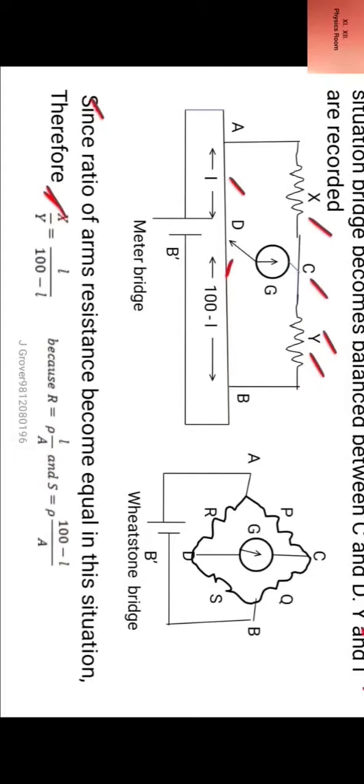So this is how we use the principle, that is X by Y is equal to L over 100 minus L, because resistance of the wire is directly proportional to length of the wire.